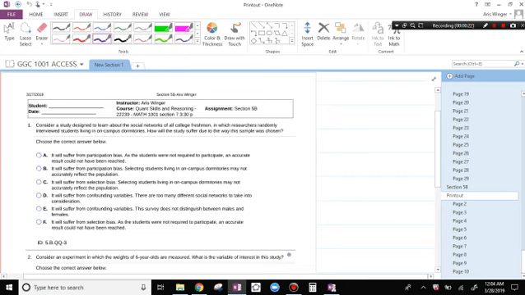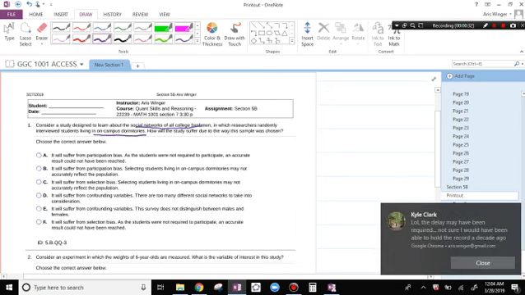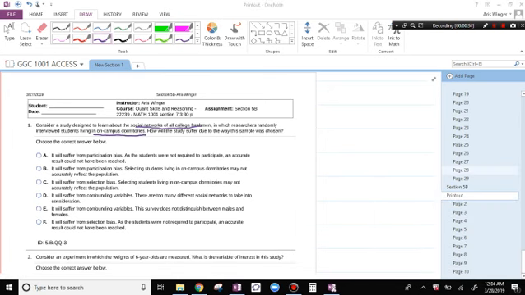So they're only picking people on campus. C, it will suffer from selection bias. Selecting students living on in-campus dormitories may not reflect the population.